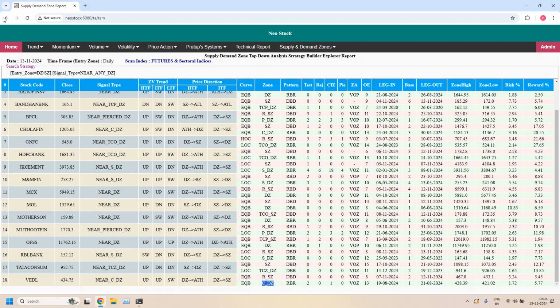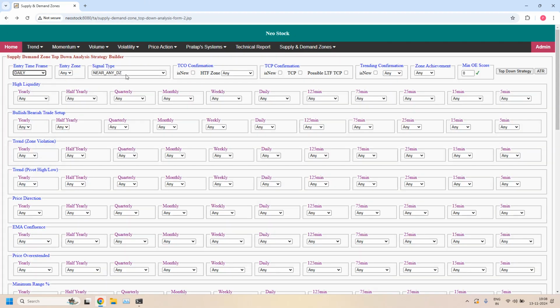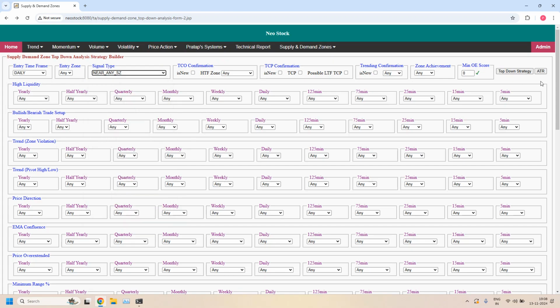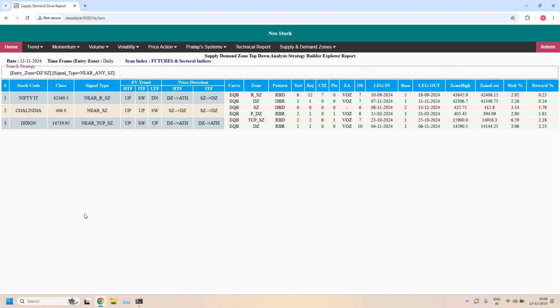Okay. So next, for daily time frame, let us find the stocks where price is near the daily supply zones. We got only 3 stocks. NIFTY IT, but it is not listed in indices. Dixon supply zone is pierced, so not valid. That means we don't have any valid high liquidity daily supply zones from this list.